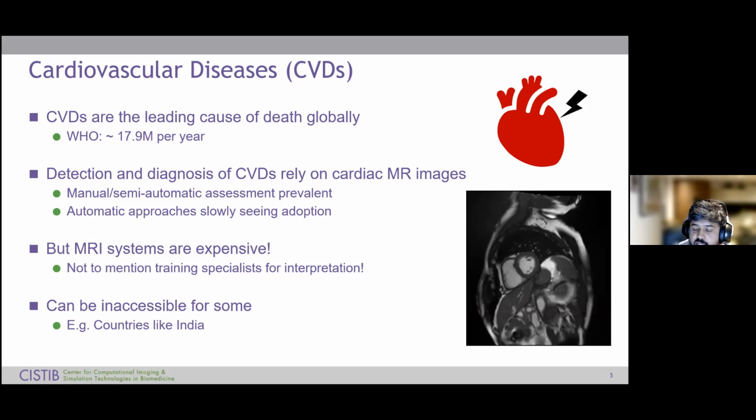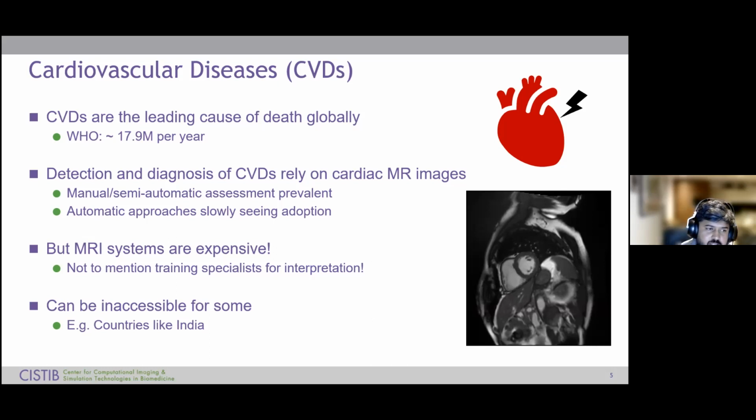The detection and diagnosis of cardiovascular diseases and identifying patients at risk very often rely on cardiac magnetic resonance images. And the animation that you see in your bottom right is what is known as a cinematic cardiac magnetic resonance image. So what this shows you is the contraction and expansion of a patient's heart across a cardiac cycle playing on a loop.